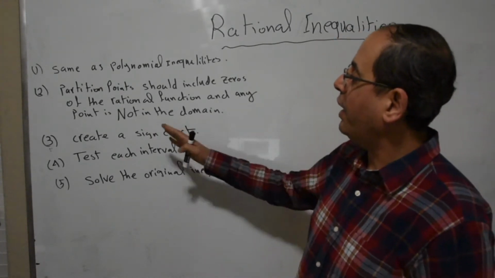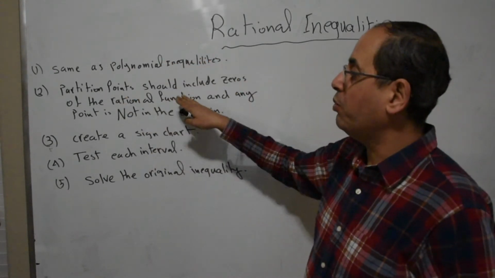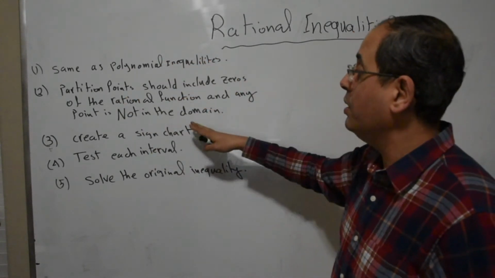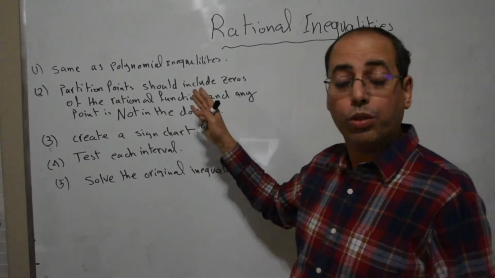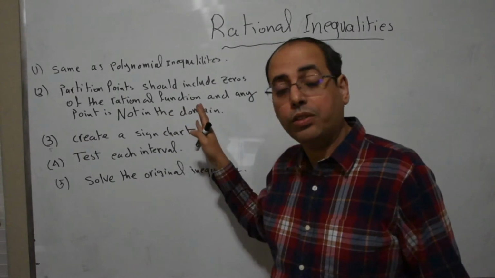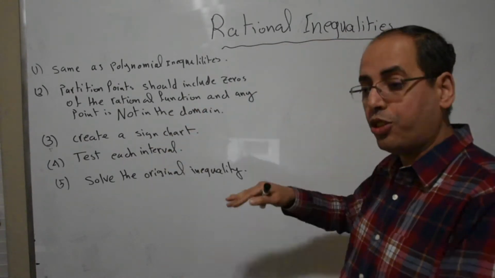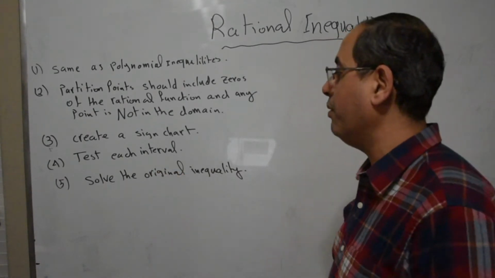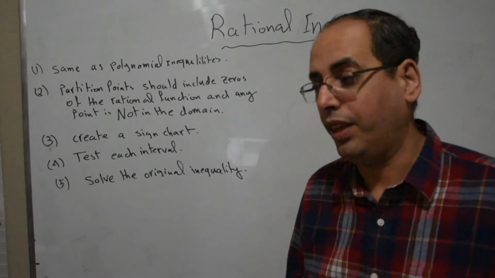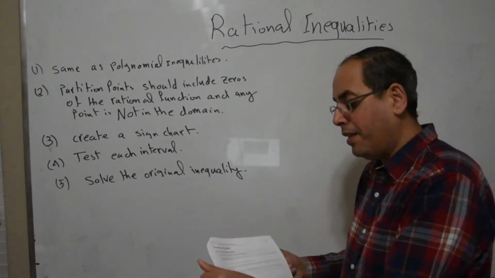So again, we have the same steps, and then with partition points in step 2, we have partition points for the solution and partition points that are not in the domain. Then we create the sign chart, the number line. We test each interval, and finally we solve the inequality. Let's get an example about that and see how it works.